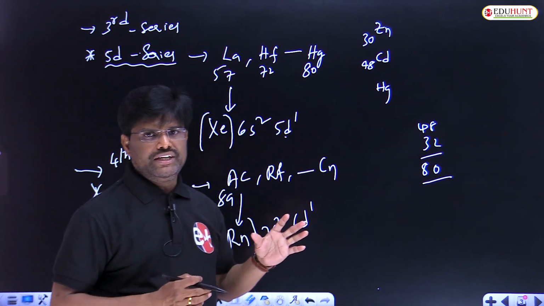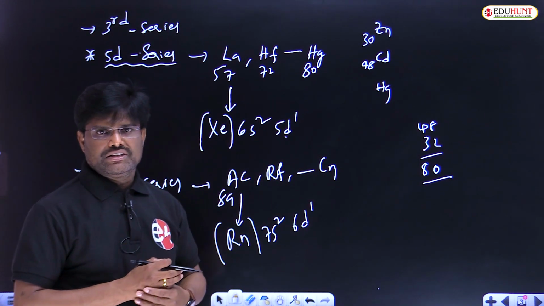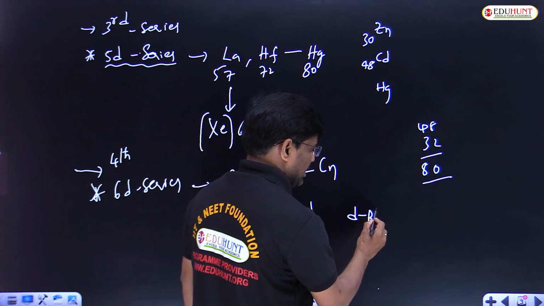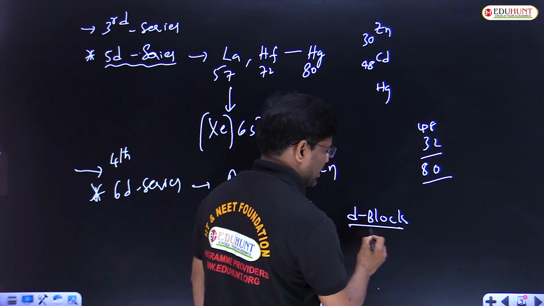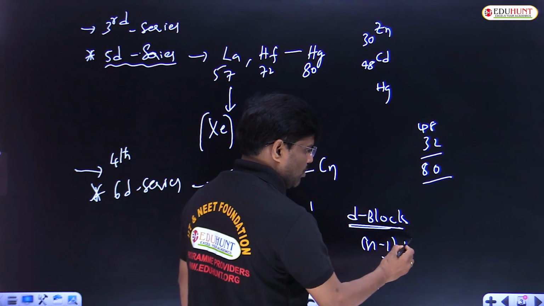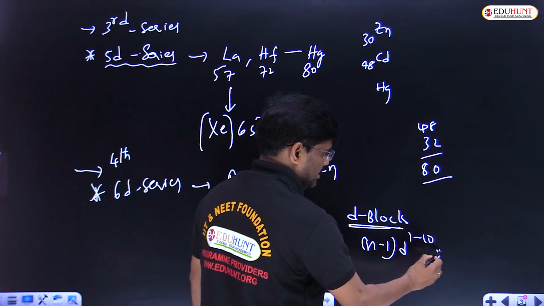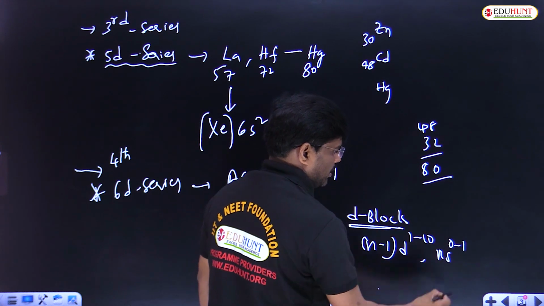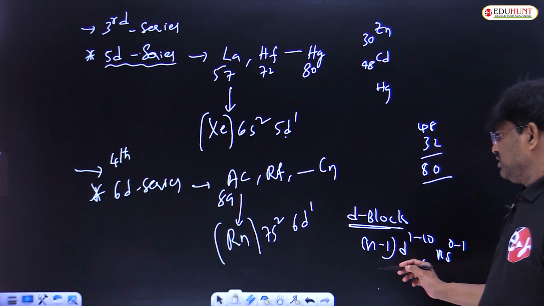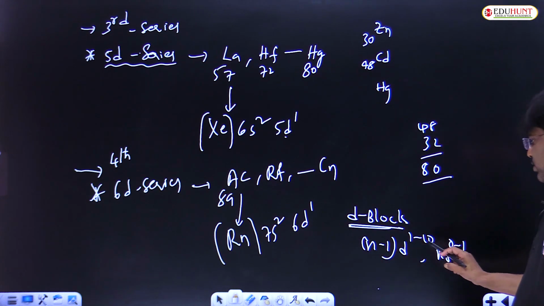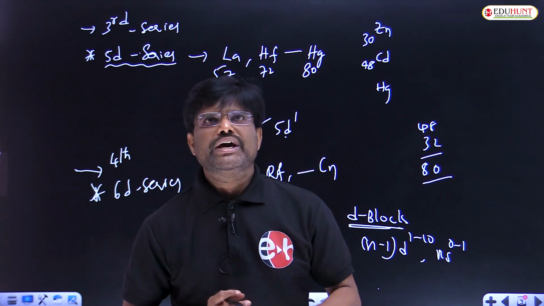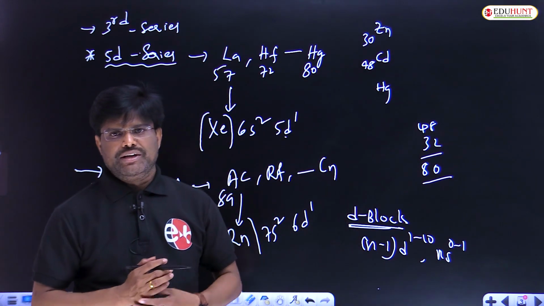Today I explained about the D block elements. The overall electronic configuration for all D block elements is (n minus 1) d1 to 10, ns 0 to 1. This is the D block elements electronic configuration. So today I completed the D block elements.